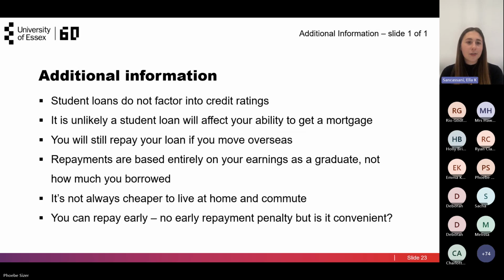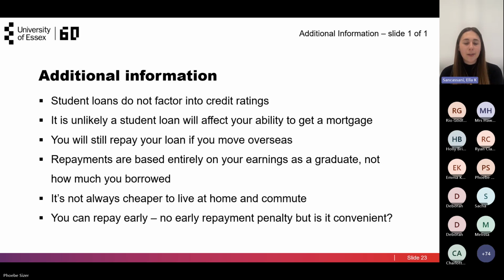With some additional information here, student loans do not factor into credit ratings, and it's very unlikely that a student loan will affect their ability to get a mortgage in the future. There is this common myth that if you move overseas in the future, they will stop repaying their student loan. Unfortunately, this is not the case. If they're still earning over that set threshold, they will still be repaying their loan based on their earnings as a graduate and not how much they borrowed. And as I said, again, repayments are based entirely on their earnings as a graduate.